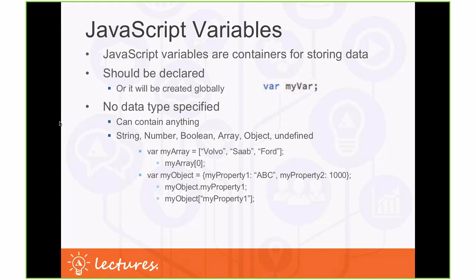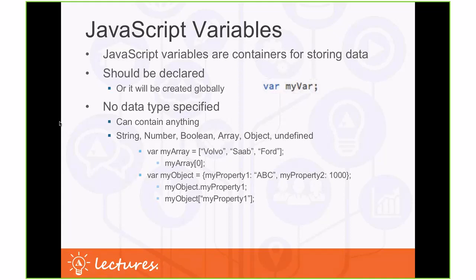Strings are assigned by surrounding the data with quotes. Numbers don't have quotes; they're just numbers. Boolean is true or false. An array is defined as a list of data, comma separated and surrounded by square brackets. So in my array there, you have a square bracket, Volvo, Saab, and Ford, and a close square bracket. It's also worth noting that you should always put a semicolon at the end of every statement. Statements can be split across many lines.